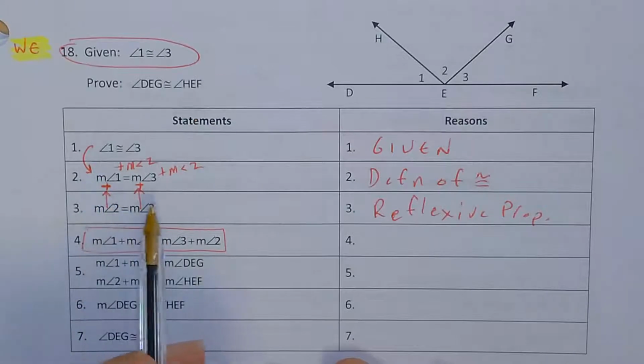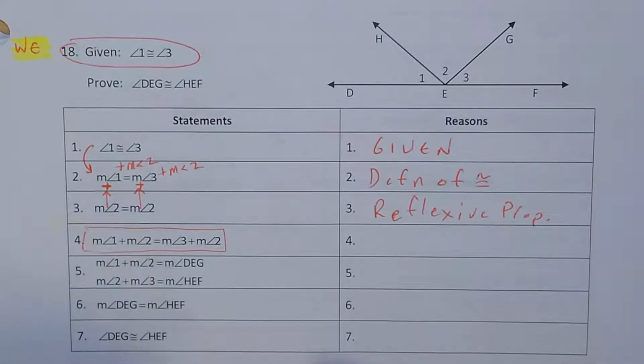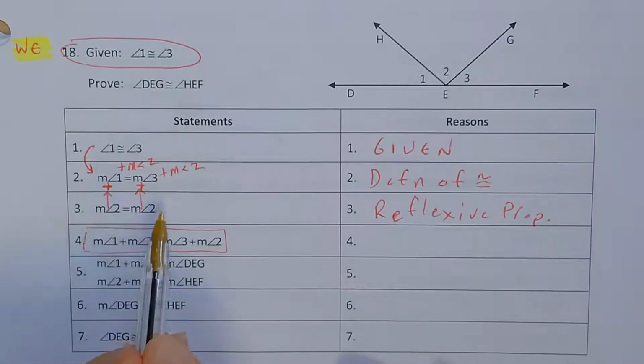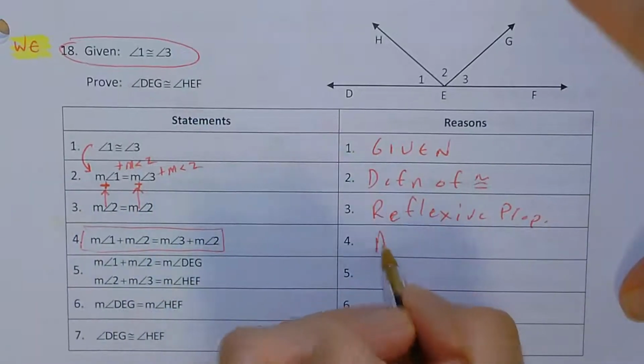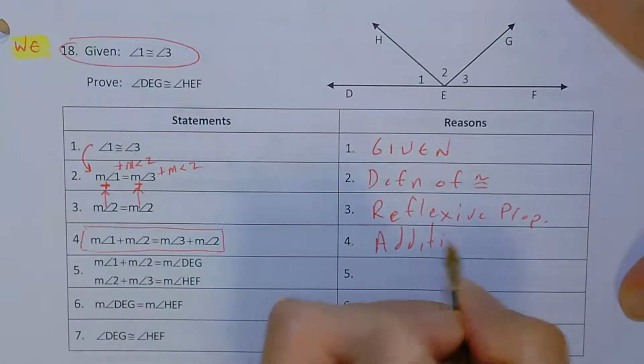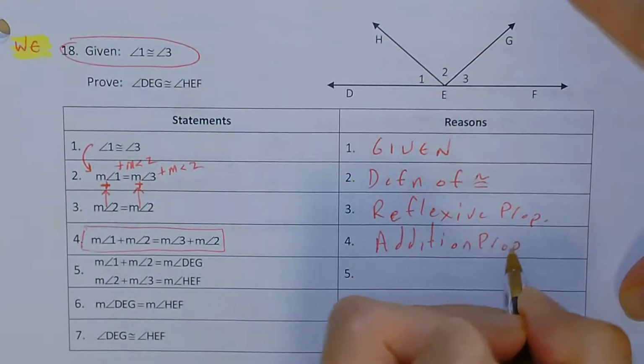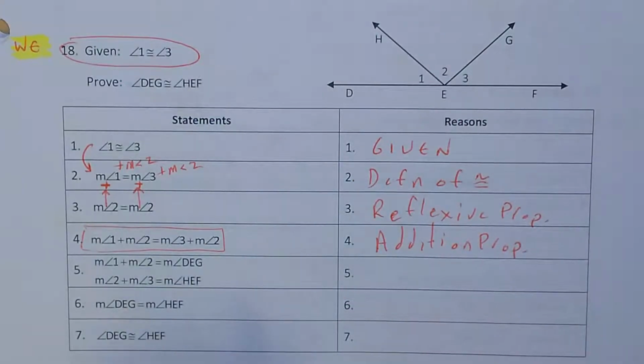If we have something equal, we're allowed to add it to both sides of an equation. So you did this in Algebra 1. It just looks weird because it's with angles. So you added 2 to 1 and you added 2 to 3. So that's called the addition property. By the way, if you're thinking it's the opposite of what we did in the other proof where we subtracted them off, that's correct. Now we're adding them on instead of taking them off.